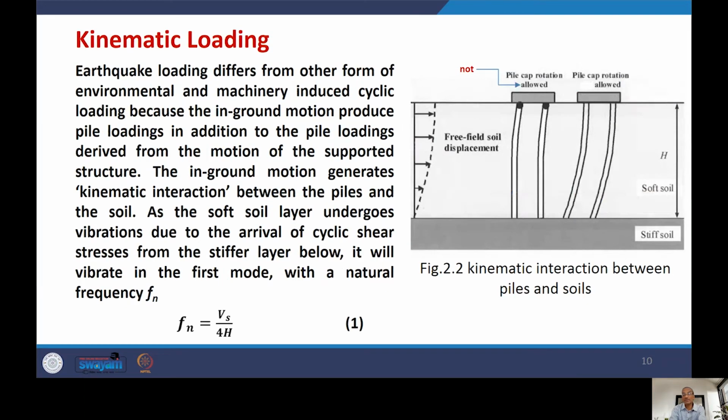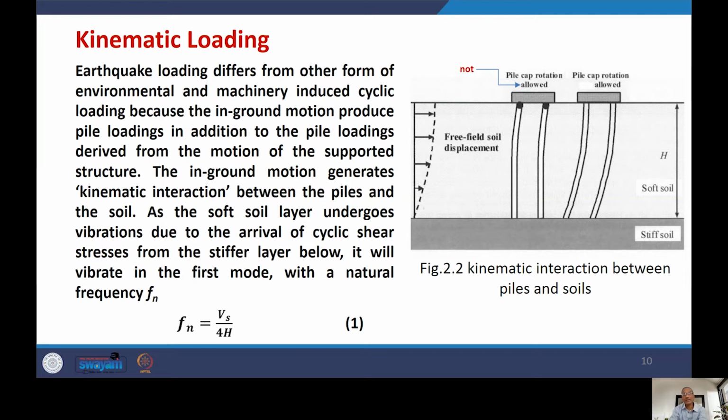Now coming to the next part, this is kinematic load. Here also we are considering a pile group, and on the top of the pile group there is a pile cap. And in this case, we have kinematic loading. So earthquake loading differs from other forms of environmental or machinery induced cyclic loading. How does it differ? Because the in-ground motion produces pile loadings in addition to the pile loadings which are derived from the motion of the supported structure. And the in-ground motion generates kinematic interaction between the piles and the soil.